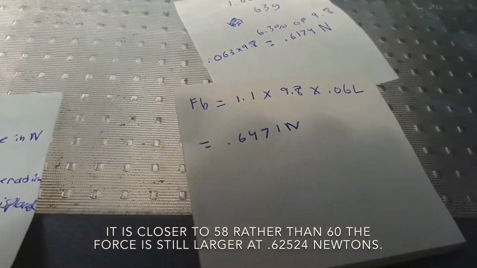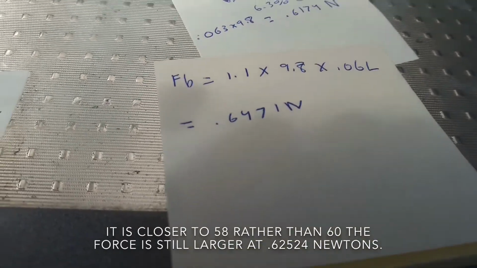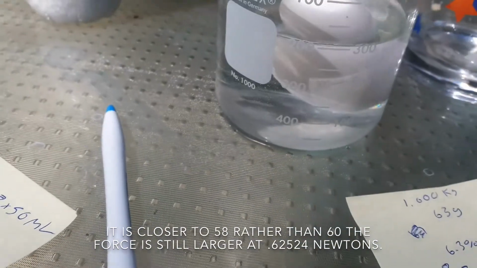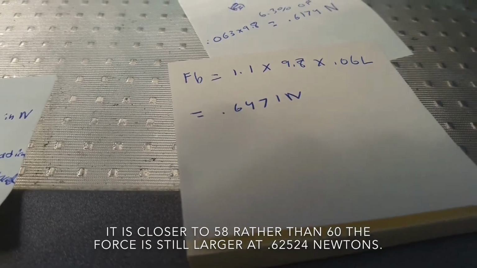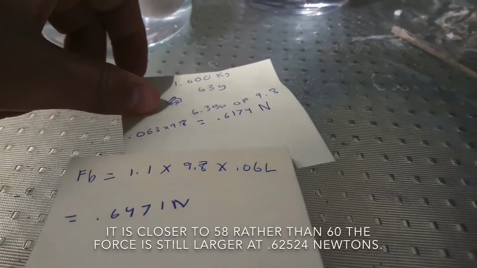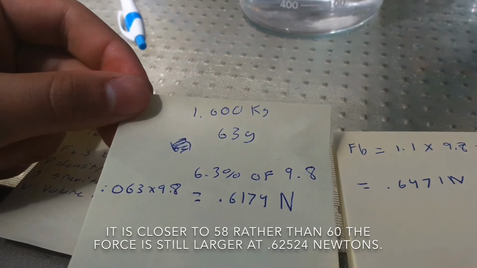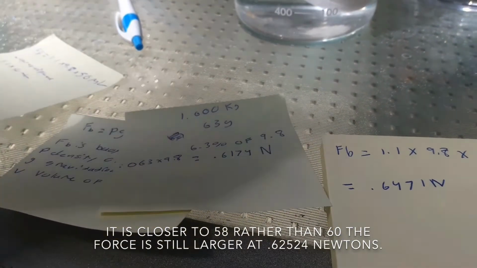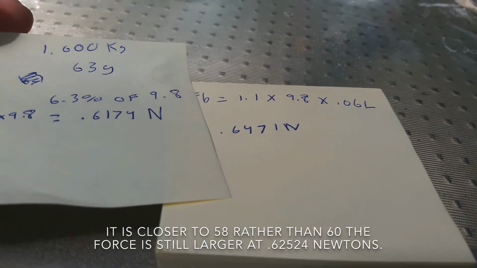So then we calculate it out in our equation right here. We get 1.1 as the density we calculated earlier, 9.8 is the gravitational constant, and then we get 0.06 liters because it displaced 60 milliliters, and that's how you do that. And then you get 0.6471 newtons of force. Now, that is greater than what we calculated how much force it would require for the egg to float. So it would require 0.6174 newtons of force. That's how much gravity is pushing down on it. And the buoyant force is greater than that of gravity, so therefore it floats.